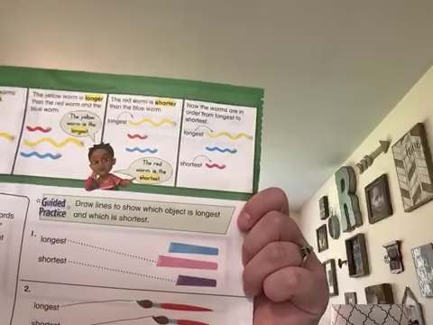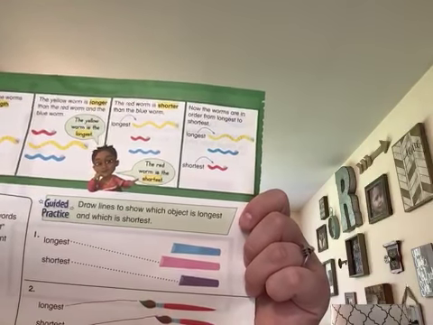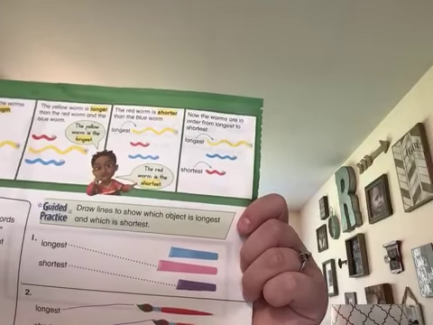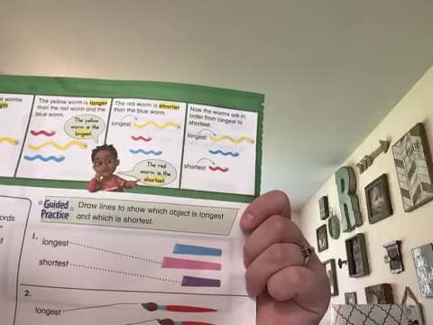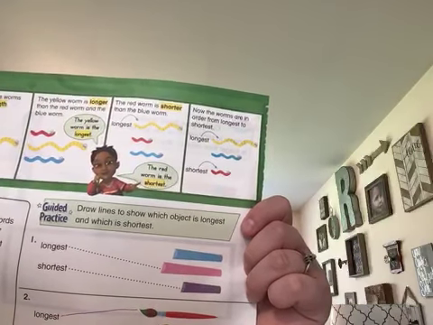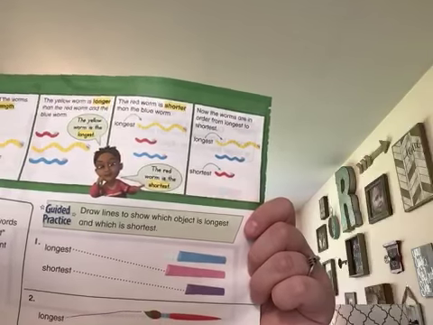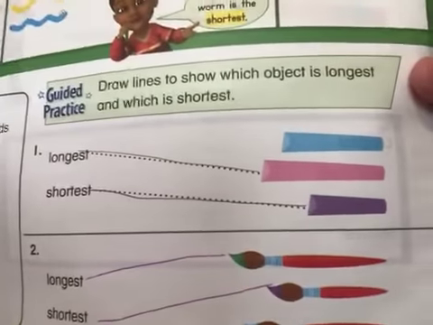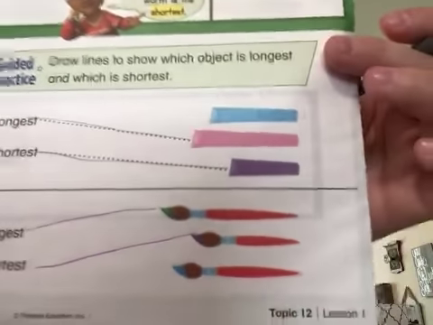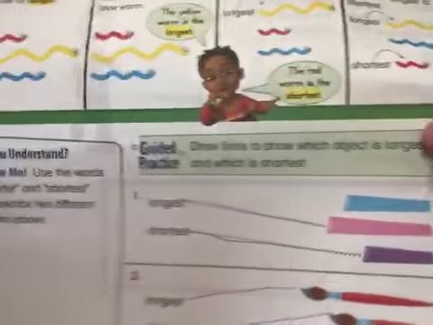Well, looking at those 3 objects, the longest one is the one that sticks out the most, which is the pink. And the shortest is either going to be the blue or the purple. So you're going to look at those 2 objects, and if you look at them, you'll see that the purple one stops before the blue one does. So it is shorter. So the shortest is the purple, and the longest is the pink. So go ahead and make sure you make your lines from the 2 words to the 2 party blowers that are the shortest and the longest.